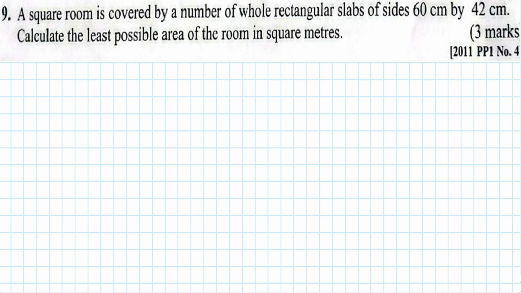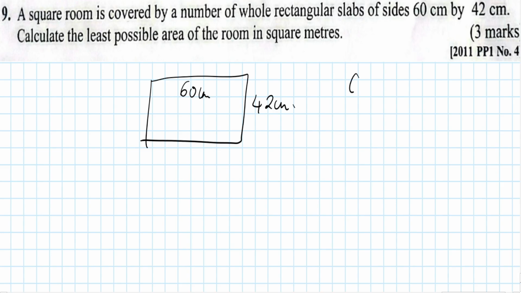A square room is covered by a number of whole rectangular slabs of side 60 centimeter by 42 centimeter. So we have 60 by 42 centimeter. Calculate the least possible area of the room. Now, whenever you get a question like this, obviously it's going to be LCM. So the LCM of 60 and 42, because we'll have small squares here.